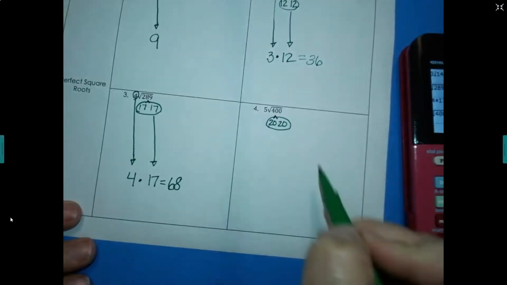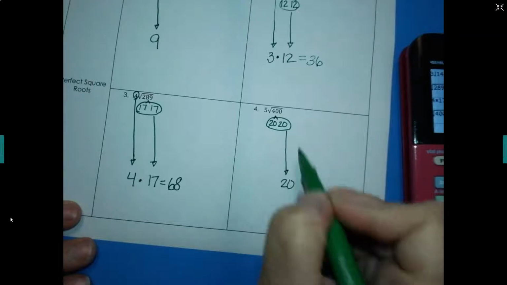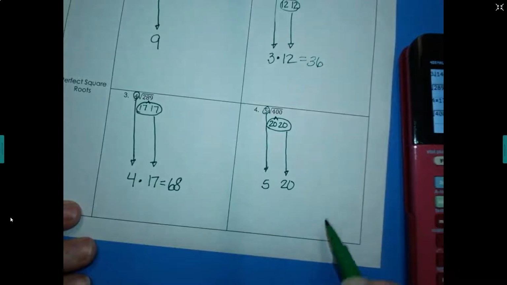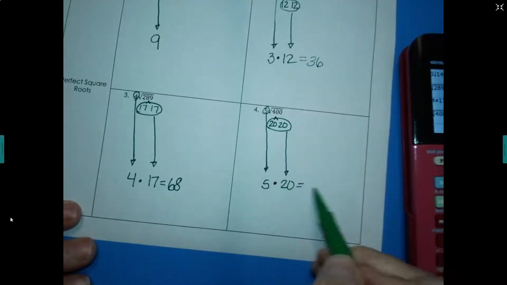My index of 2 says I need 2 of the same number for one of them to come out from under the radical. I have a coefficient that I have to remember to bring down. And that is all that I've got left. 5 times 20 is 100.